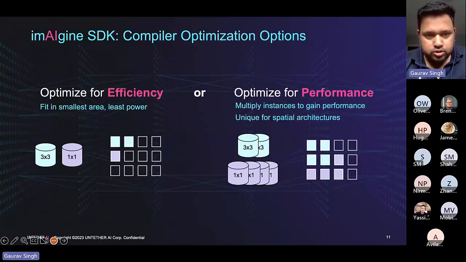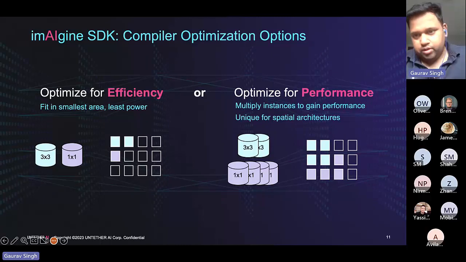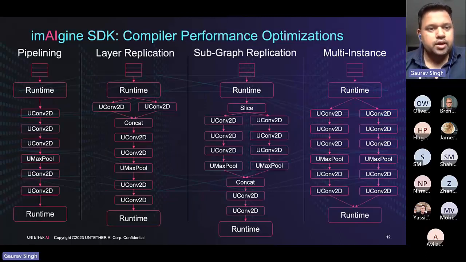Eco mode and sport mode. So you're looking for efficiency, you fit in the smallest area or least power, or you go for performance, which is like, I don't care about how many banks it takes, I want the fastest performance. So these are the compiler optimization options.